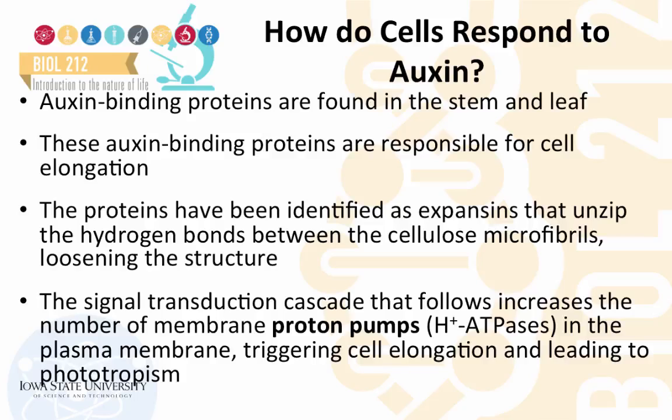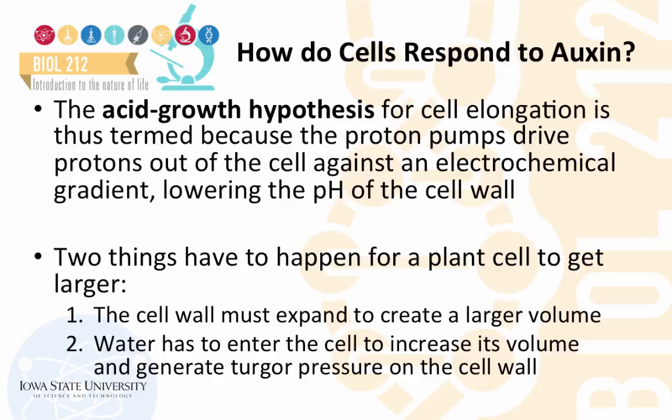They have been identified as expansins, proteins that unzip the hydrogen bonds between the cellulose microfibrils, loosening their structure. The signal transduction cascade that follows increases the number of membrane proton pumps, or proton ATPases, in the plasma membrane, triggering cell elongation and leading to phototropism. The acid growth hypothesis for cell elongation is thus termed because the proton pumps drive protons out of the cell against an electrochemical gradient, lowering the pH of the cell wall.